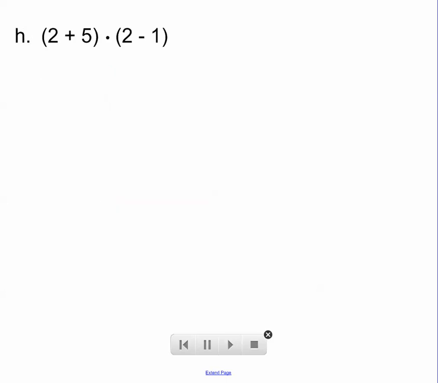Let's do this again. Okay, we do have grouping symbols here. We have parentheses, and I'm going to do both of them at the same time. And the only thing we have left is 7 times 1. 2 plus 5 is 7. 2 minus 1 is 1. 7 times 1 is 7. The identity property of multiplication there at the end.